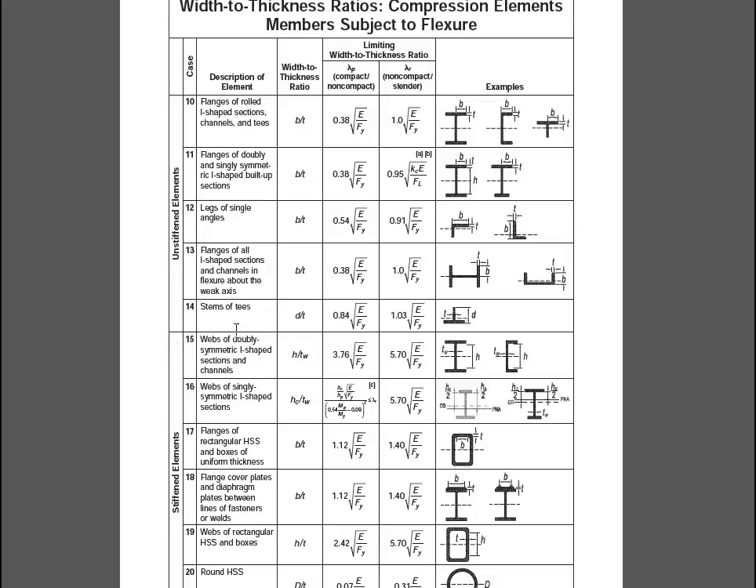You can see the table is divided into two halves between cases 14 and 15. Case 15 is for the webs of doubly symmetric I-shaped sections and channels. That's us. Lambda sub p is 3.76 times the square root of E over Fy. Lambda sub r is 5.7 times the square root of E over Fy.